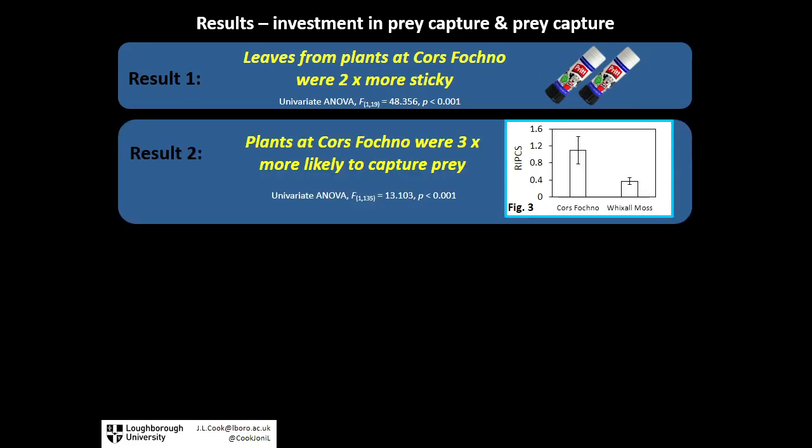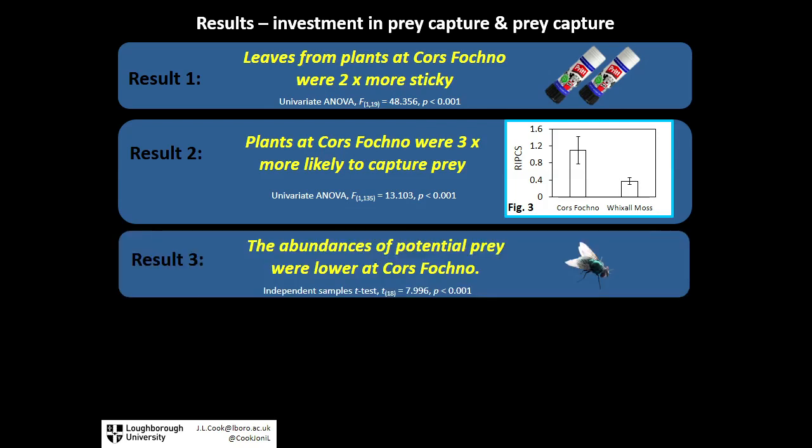Then she looked at the likelihood of them catching prey. This isn't prey capture. This is how likely they are to catch prey from that site, so it's comparing their prey capture with available prey. She found that the ones at the low end deposition site were much more likely to catch prey. Again, that's what you'd expect. They put more investment into prey capture, they need nitrogen more, and they're more likely to catch prey.